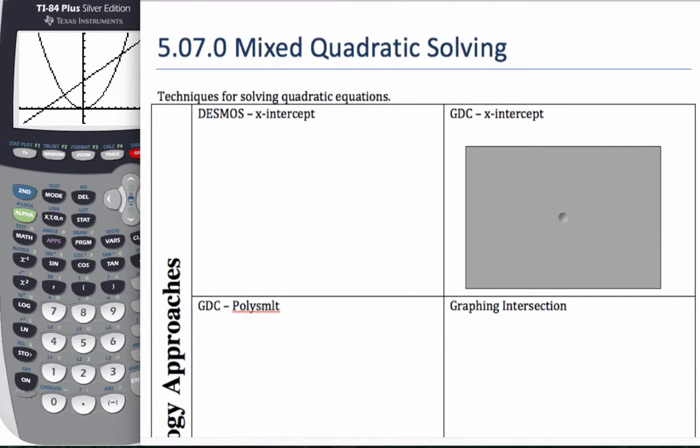Hi there everyone, it's Mr. Rops here, and today we're going to talk about mixed quadratic solving and all the techniques that we have involved with us, and we're going to summarize them all.